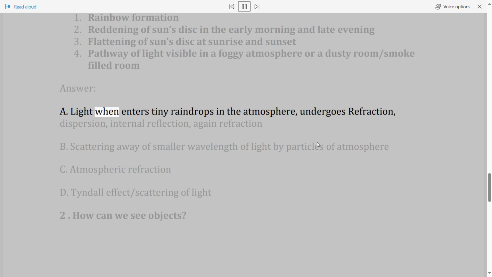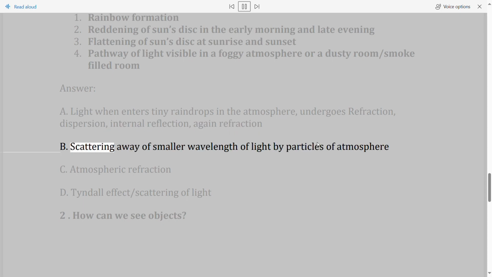A. Light when enters tiny raindrops in the atmosphere, undergoes refraction, dispersion, internal reflection, again refraction. B. Scattering away of smaller wavelength of light by particles of atmosphere. C. Atmospheric refraction. D. Tyndall effect, scattering of light.